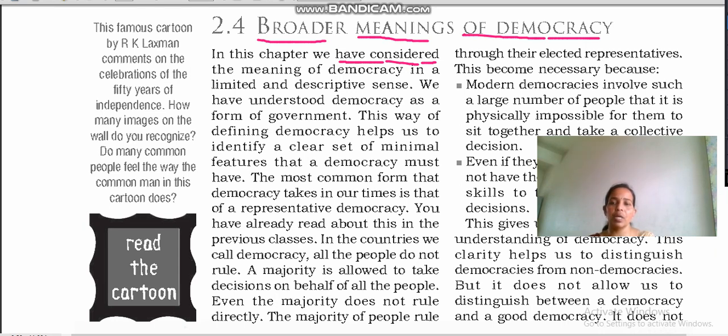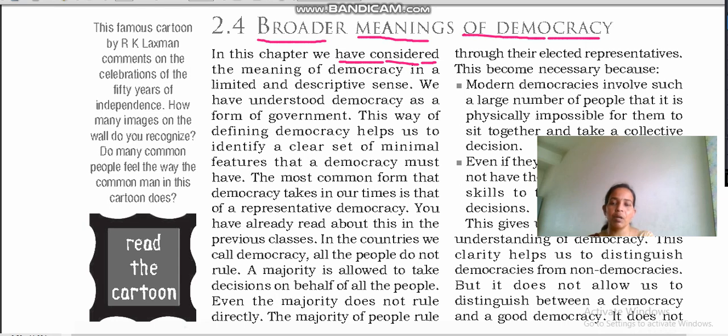In the countries we call democracies, all the people do not rule. The majority is allowed to take decisions on behalf of the people. The representatives are working on behalf of the people. The party which gets the majority forms the government, which means people are supporting them to take decisions or work on behalf of the people.